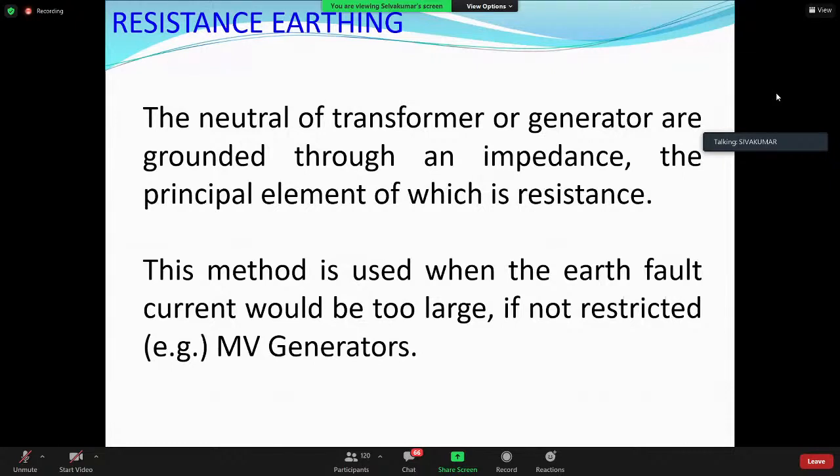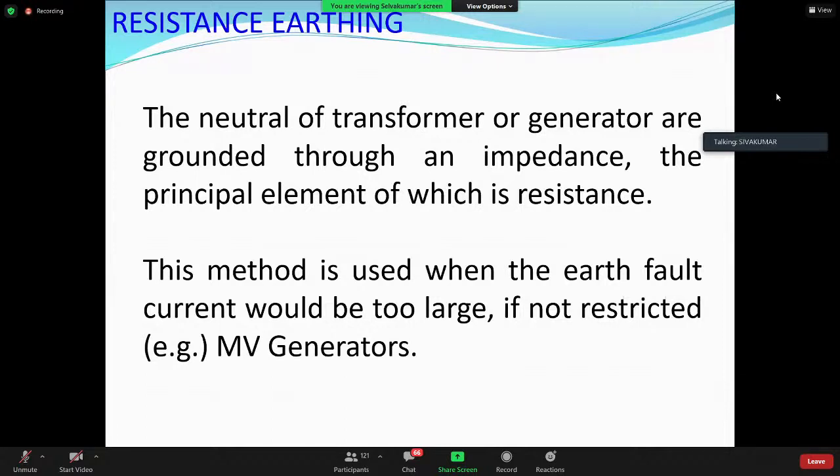The machine comes back with the replaced core. Until that time, your plant will be down. If it is a critical motor, your plant will be down. So how do I avoid this core damage? The core damage happens because the current is more. So I have to limit the current below the core damage limits. That is possible by resistance earthing.